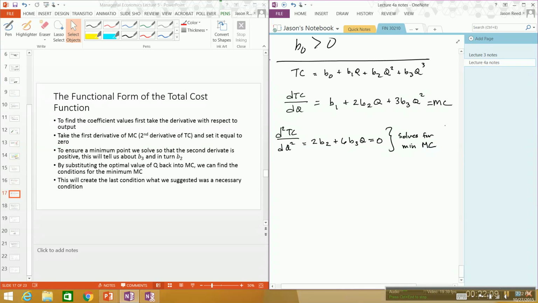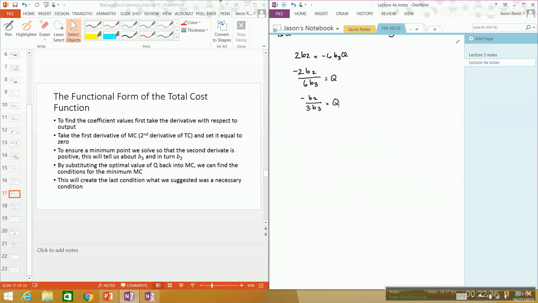So how do we do that? Let's go to 2 beta 2 is equal to negative 6 beta 3 q. So negative 2 beta 2 over 6 beta 3 is equal to q, where we have negative beta 2 over 3 beta 3 is equal to q. Again, we're solving for the minimum. And this makes sense, this q should be positive, because we've assumed that beta 2 has to be negative.